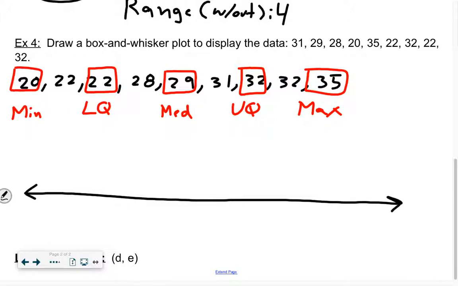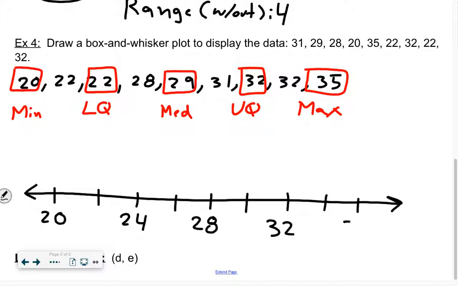We go ahead and create our number line. Lowest value is 20, and I need to go up to 35, so what would be a good scale to go with? I would go by 2s. There's 22, there's 24, there's 26, there's 28, there's 30, 32, 34, and 36.